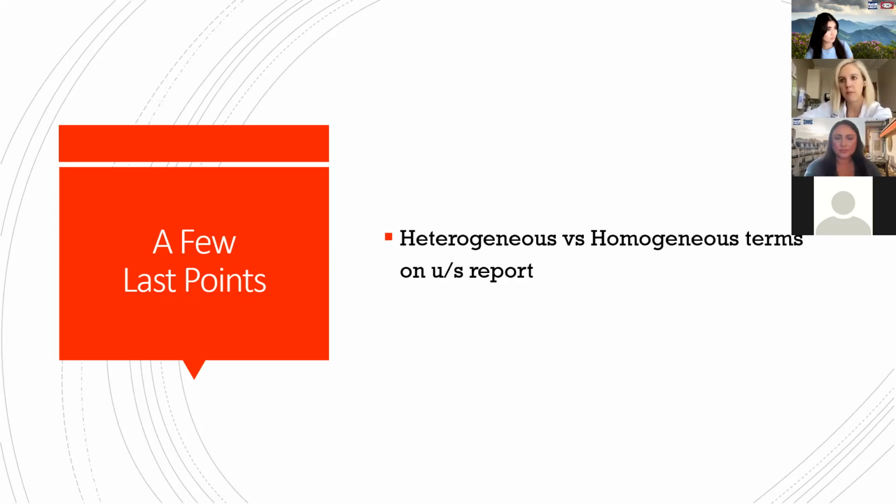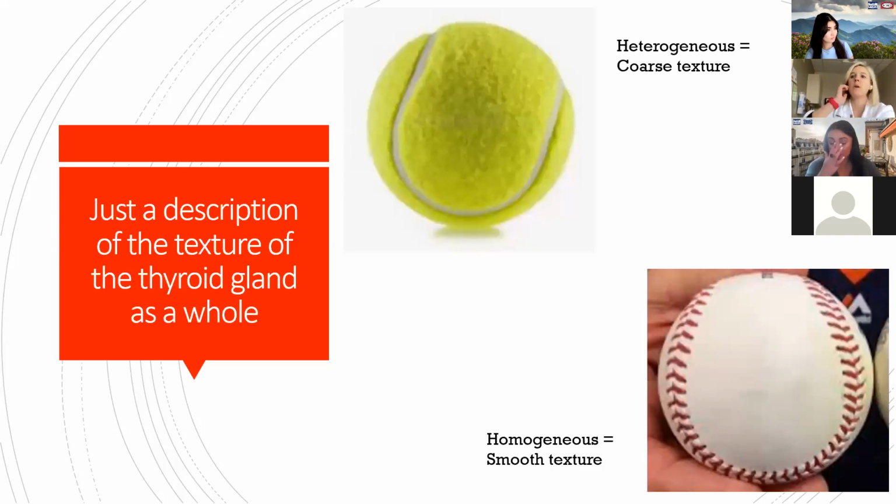Next slide, please. And then just a couple last pieces of information. So a lot of times on the ultrasound report, you'll see the radiologist comment on what the gland looks like, heterogeneous or homogeneous, and what does that mean? Next slide, please.